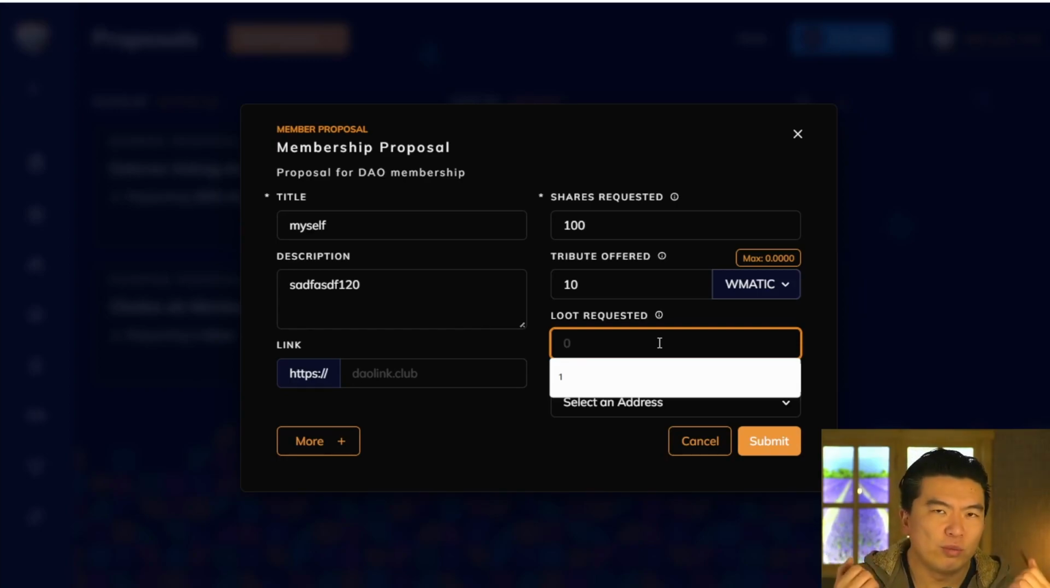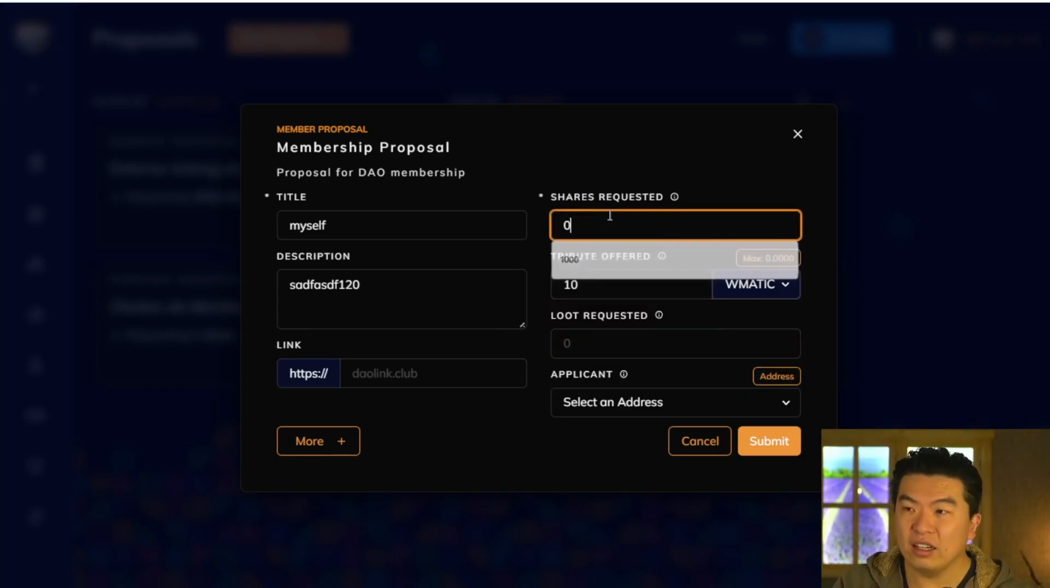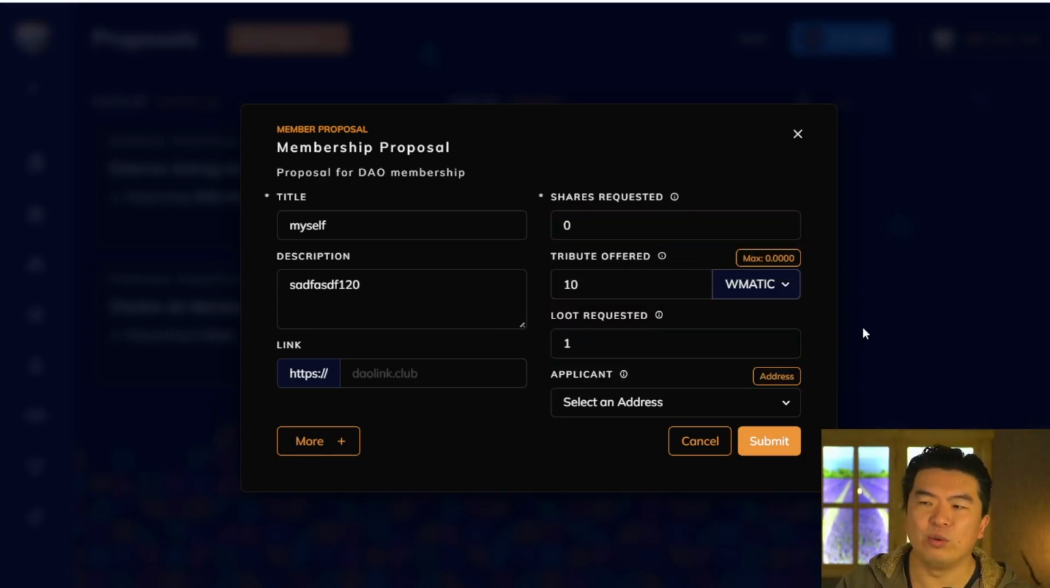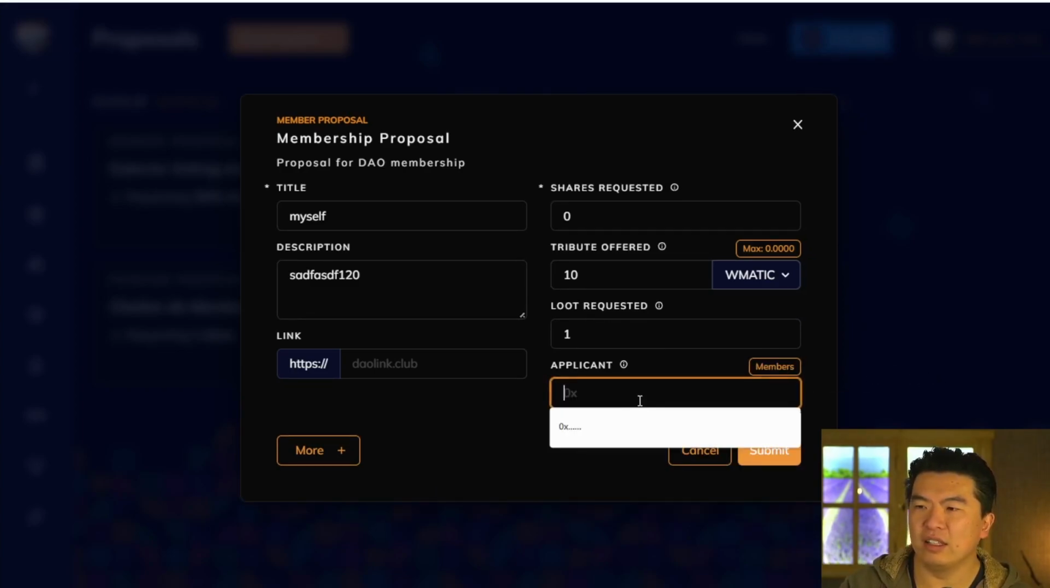Then they don't want to make any effort to vote on anything or govern anything, right? This is totally acceptable. But then just put nothing here, like 0 shares and 1 loot. This is basically for someone who just wants to ride along but not participate. And here is of course the address of the new member.